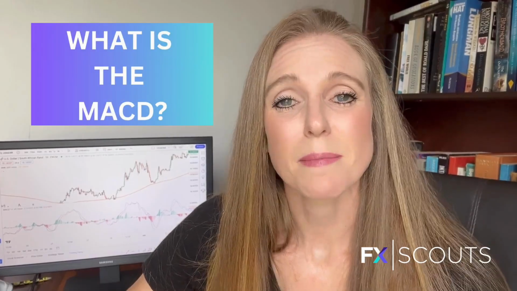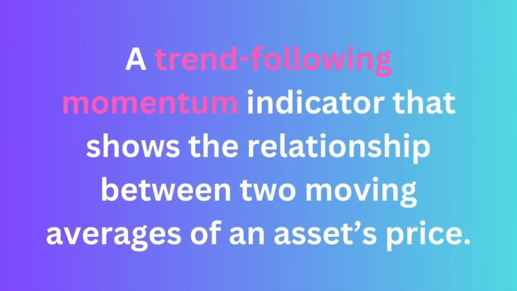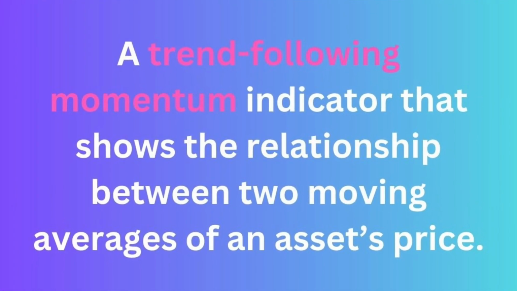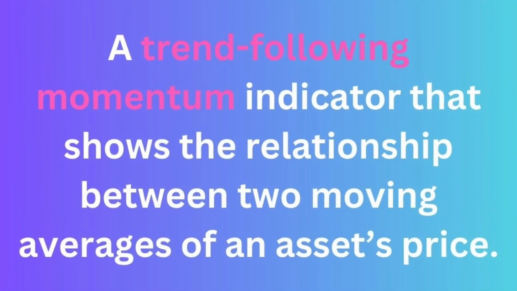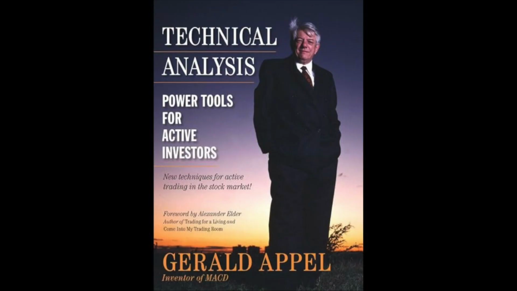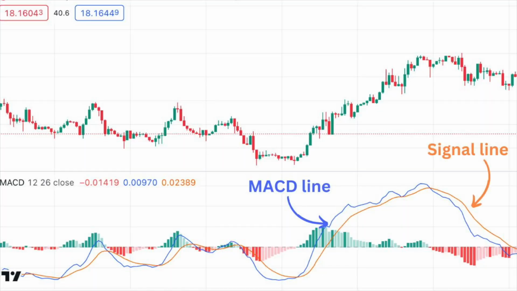To start off with, what is the MACD? The Moving Average Convergence Divergence is a trend following momentum indicator, and it shows the relationship between two moving averages of an asset's price. It was developed by Gerald Appel in the late 1970s, and it has become a very popular indicator for traders all over the world. Now the MACD basically consists of three components: the MACD line, the signal line, and the histogram.